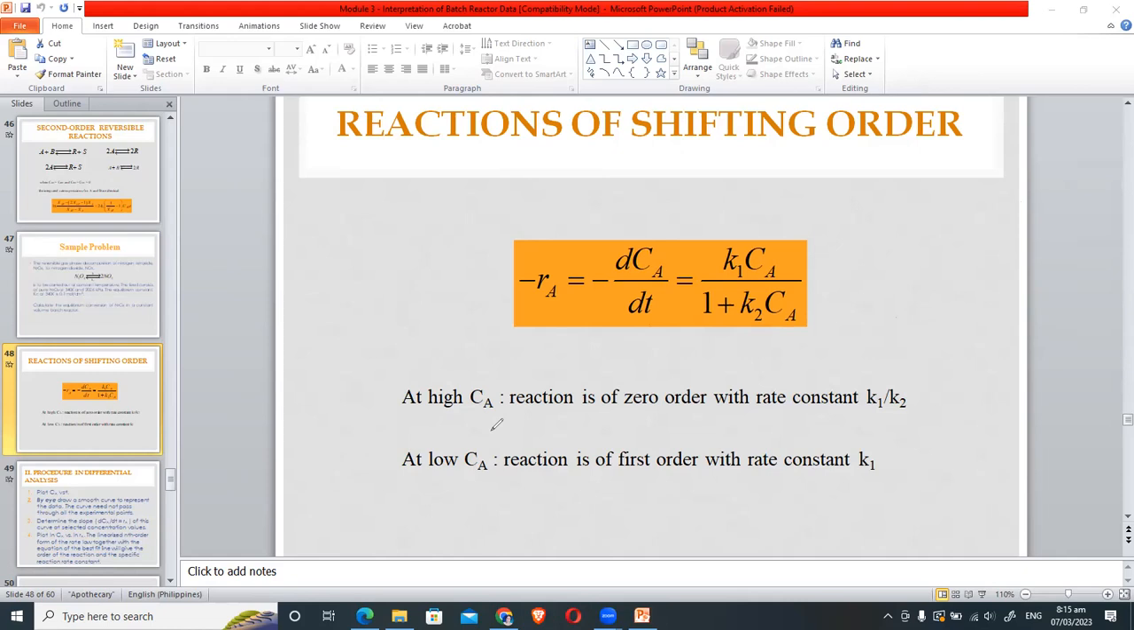Okay, wait. Sige, Bob. The terms cancel out, miss, the C sub A, K sub 1 over K sub 2. The concentrations of A cancel out, miss.